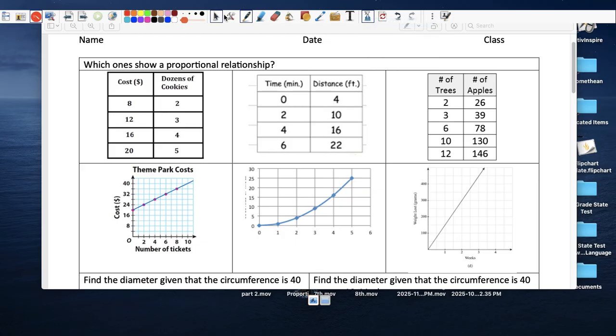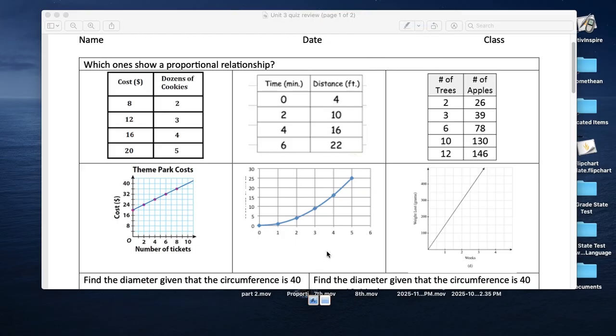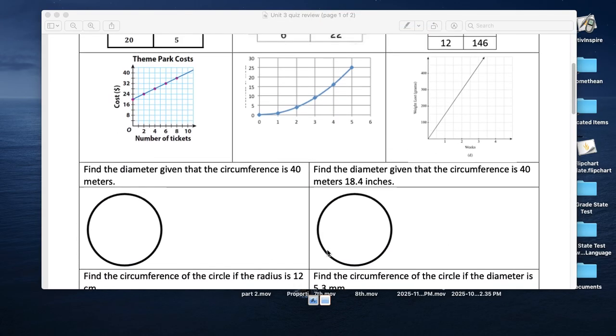So that's question 1. Question 2: find the diameter given the circumference is 40 meters, 18.4 inches. Oh, I don't know what that means.